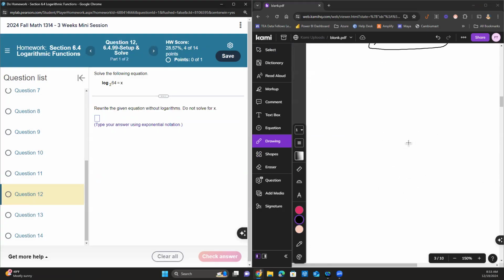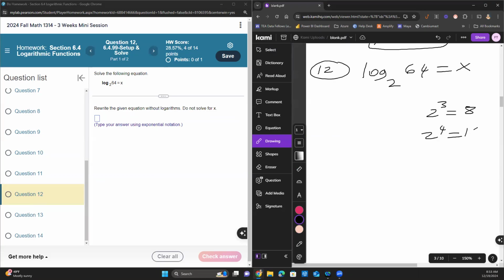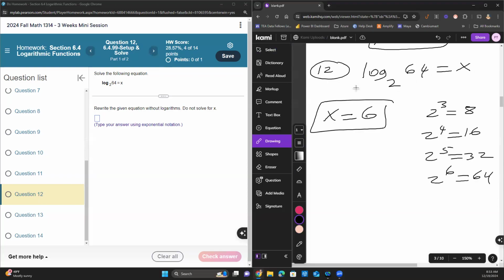For question 12, I have this homework question now. I have log base 2 of 64, and this is set to x. And I need to find out what x is. I don't have to convert this to an exponential equation to answer, because this means 2 to the what power is 64. As we know, 2 to the third is 8, 2 to the fourth is 16, 2 to the fifth is 32, so 2 to the sixth is 64, right? So I know that x must be equal to 6 because 2 to the sixth power is 64, so that's how we get 6 for question 12.